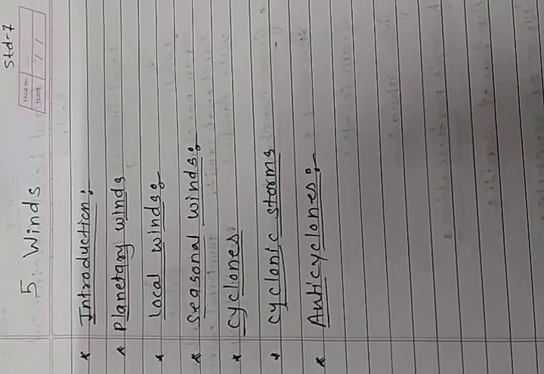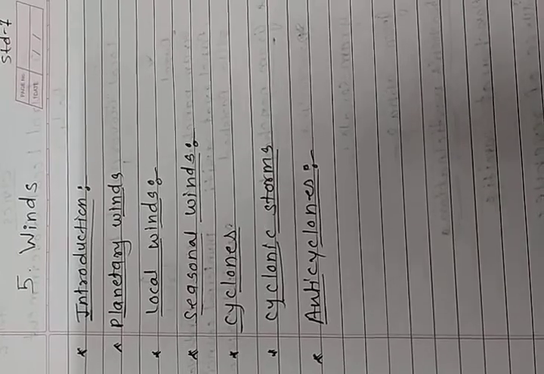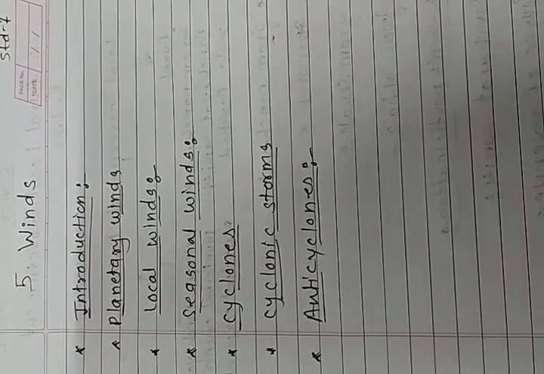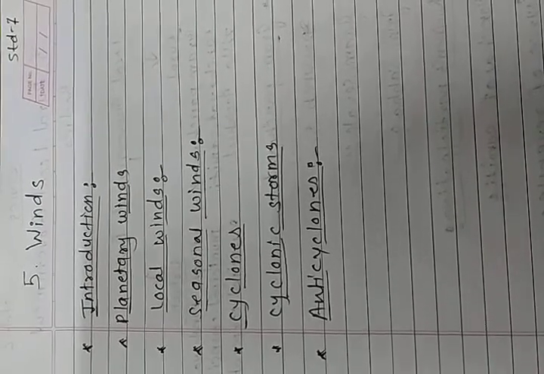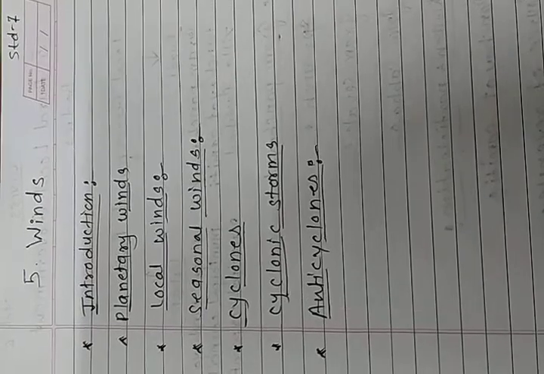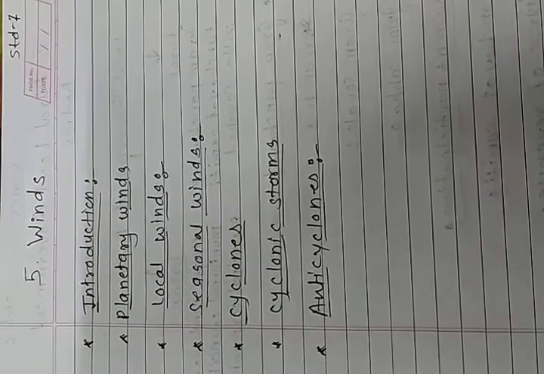That means 90 degree south pole and 90 degree north pole. Within that, 66 degree 30-minute north, 23 degree 30-minute north, again 66 degree 30-minute north and south. Already we studied the subpolar low pressure belt, the mid-latitudinal high pressure belt. That we also studied in the last chapter. Okay.